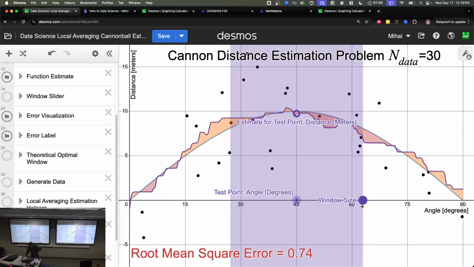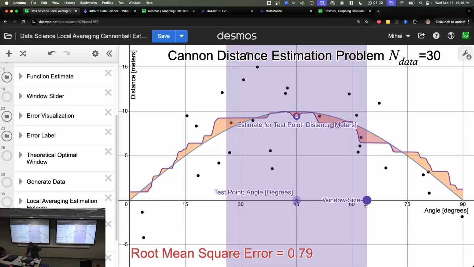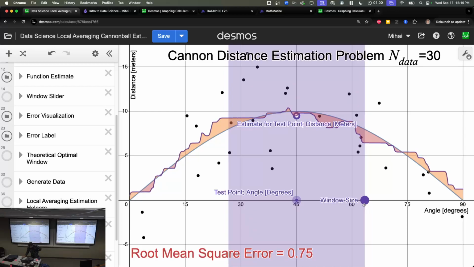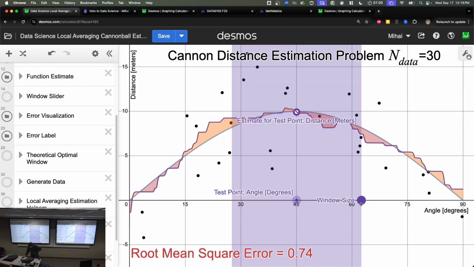Okay, 0.7, 0.8, 0.75. Is that the 0.73? I saw 0.73. I think that's about right. So this, according to our calculation down here, is the actual minimum we can get. And I did it just by playing with the values and seeing where it was smallest.